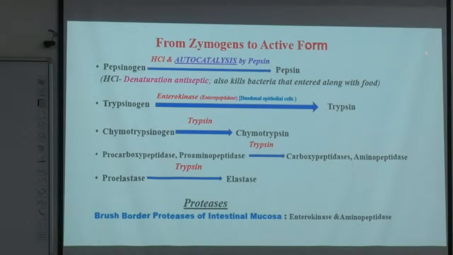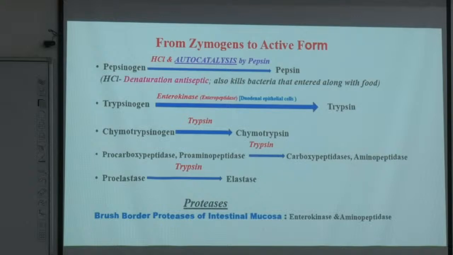Pepsin itself is causing conversion of pepsinogen into pepsin. It's an autocatalysis. It doesn't occur with other types of enzymes. And hydrochloric acid has a dual purpose. It denatures the protein. At the same time, it acts as an antiseptic.